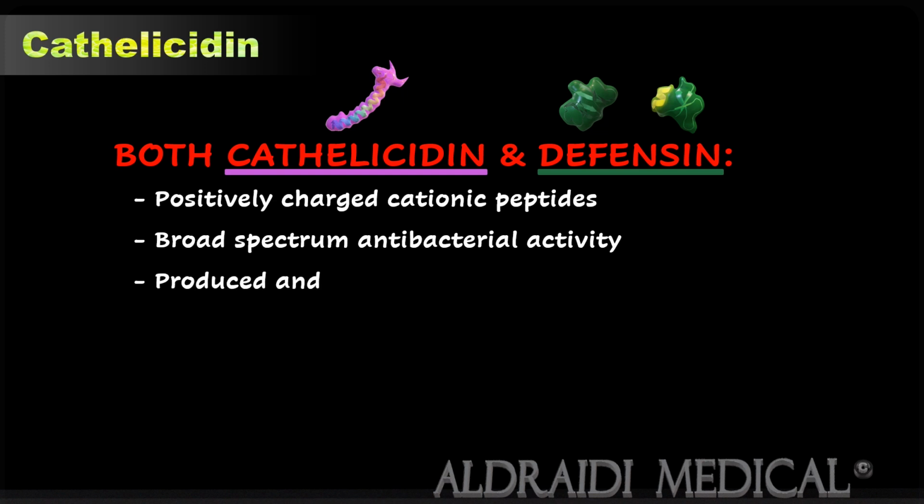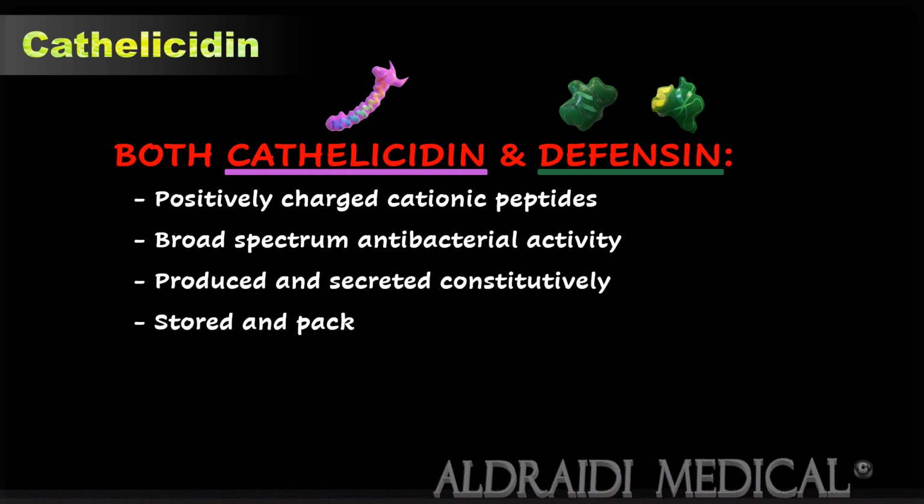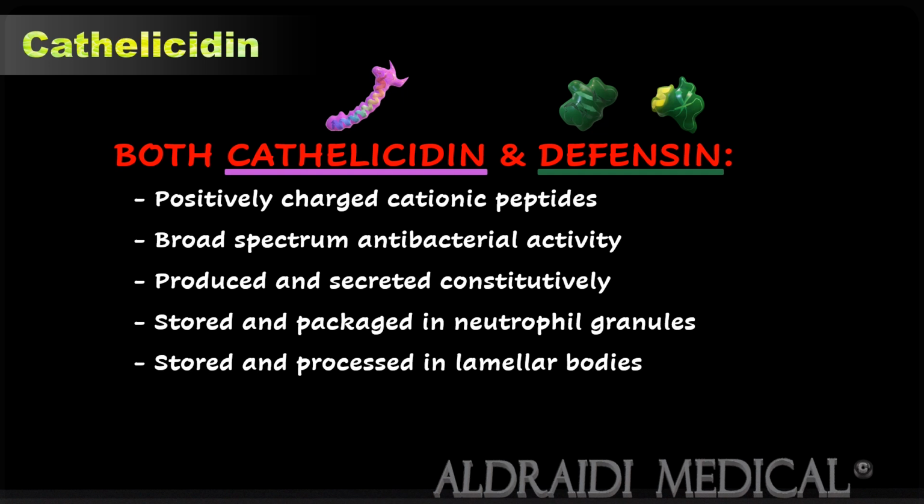They are produced and secreted constitutively by different types of epithelial cells and leukocytes, and also are stored and packaged in neutrophil granules and are ready to kill phagocytosed pathogens including bacteria, fungi, viruses, and protozoan parasites. They could also be stored and processed in lamellar bodies. Additionally, both defensins and cathelicidins can be induced by signaling through pattern recognition receptors.